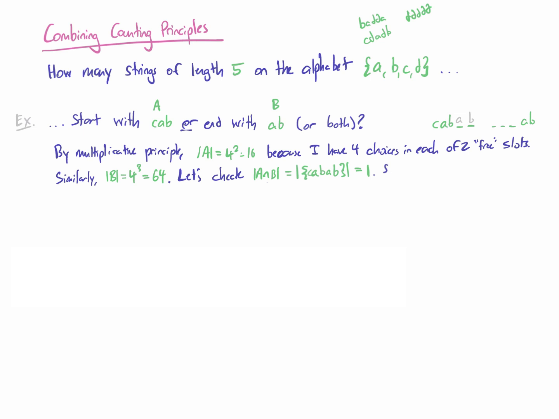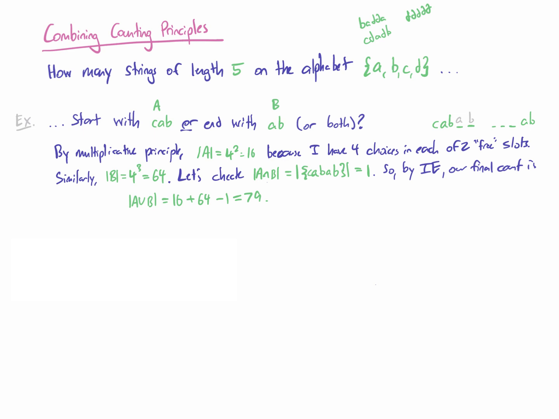So by inclusion-exclusion, which I'll abbreviate IE, our final count is, let's check here, the size of A union B. I'm caring about the size of A union B because I'm doing an OR problem. The size of A union B is equal to 16, that's the size of A, plus 64, that's the size of B, minus 1, that's the size of the intersection, which is equal to 79. So that's my final result.